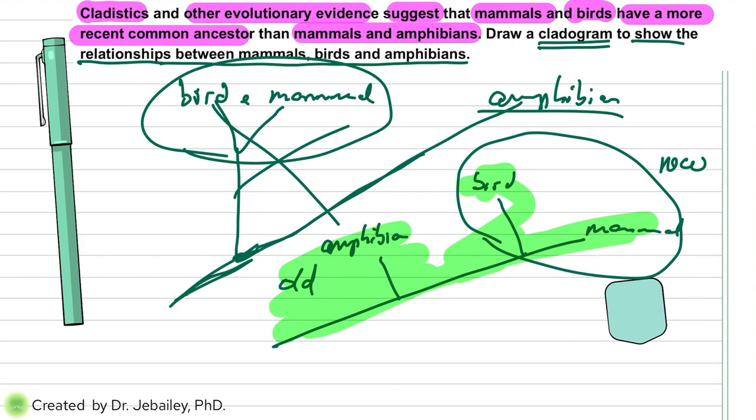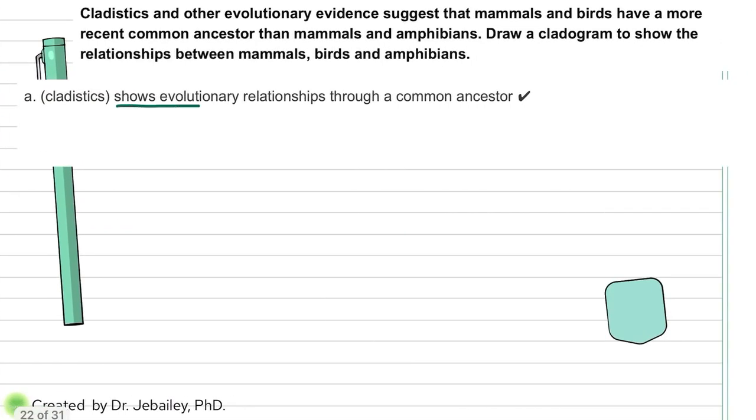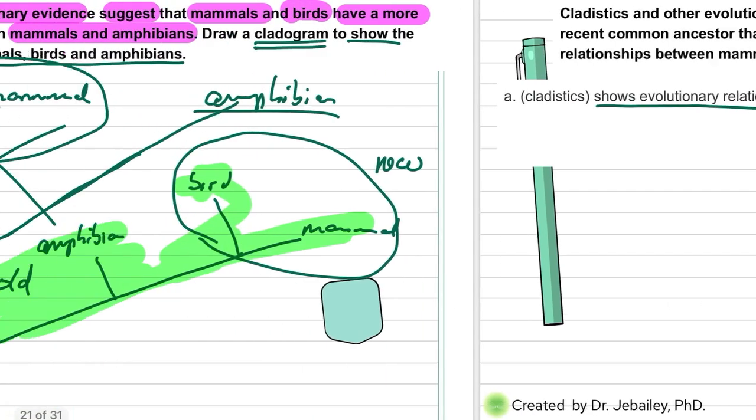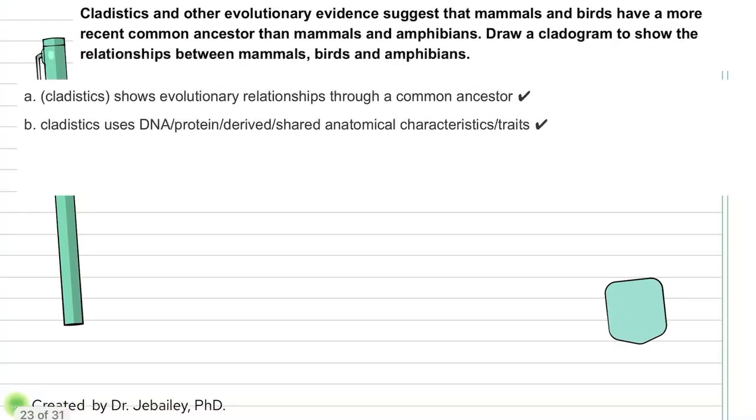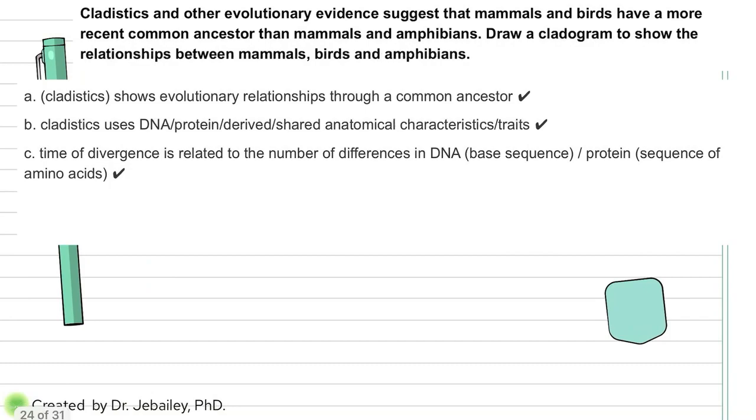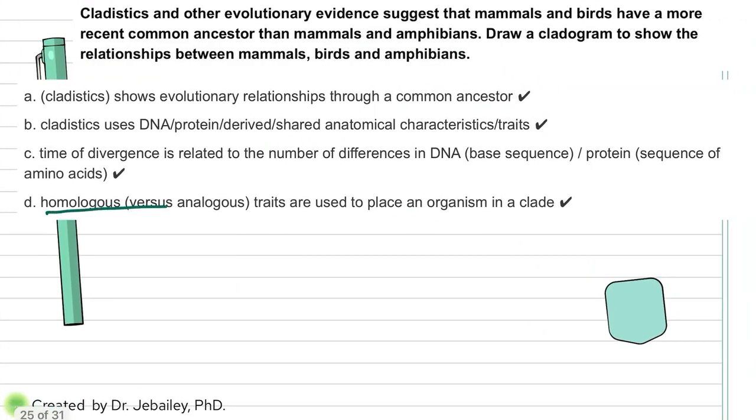So let's look at what they have here. Now, the cladogram shows evolutionary relationship through a common ancestor, which we did. We showed the common ancestor here between mammals and birds. Cladistics uses DNA and protein derived data. Time of divergence is related to the number of differences between the DNA and the protein. Homologous traits are used to place the organism. So here we're just giving the information about clades.